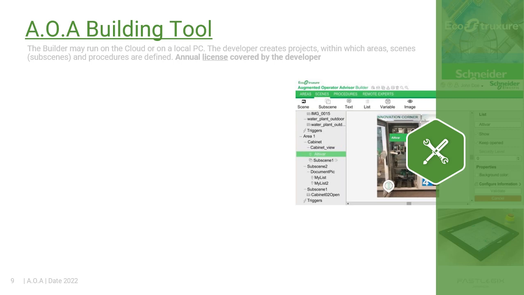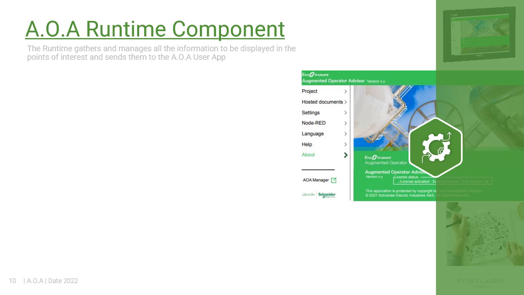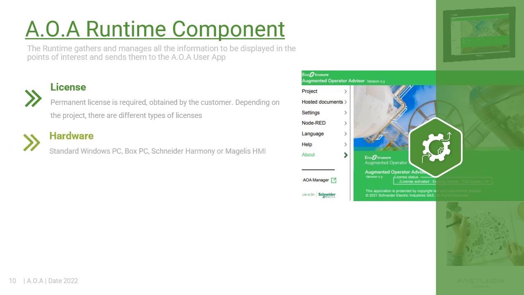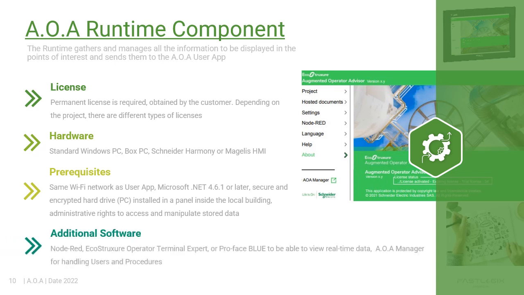The building tool is comprised of the main project or projects, project areas, scenes, and procedures for user operators. The runtime component is a central device used for gathering, compiling, and presenting points of interest defined by the building tool. The license for the runtime component is permanent and is obtained by a customer. While hardware supporting the runtime manager is versatile, there are still some prerequisites, such as a proper version of Microsoft .Net or installation of Node-RED in order to be able to run it.